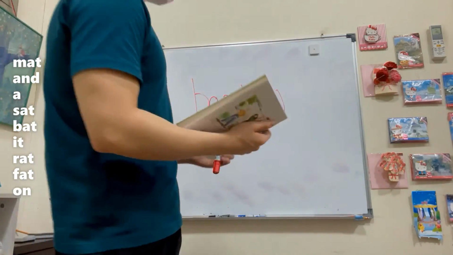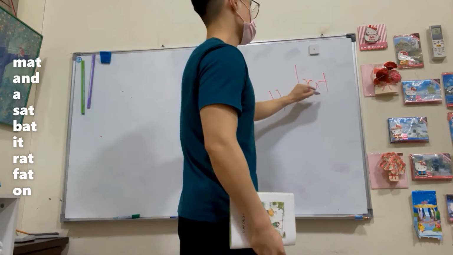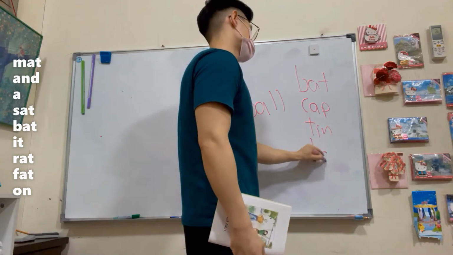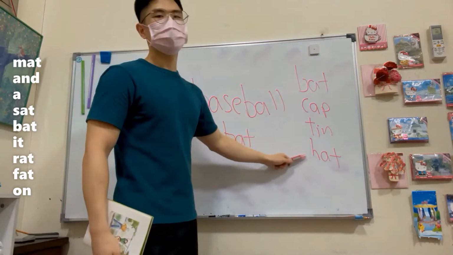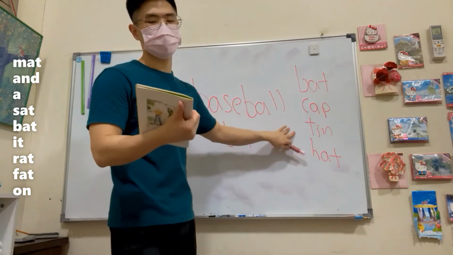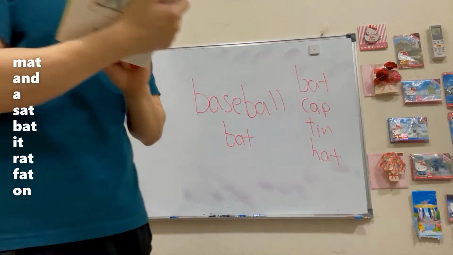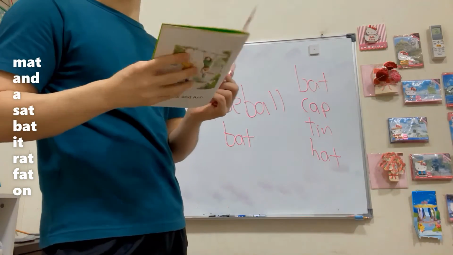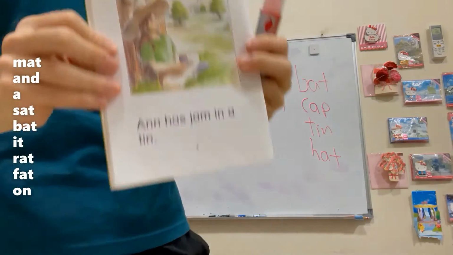The four new words are bat, cap, tin, and hat. These are the four words that are used so far: a bat, a cap, a tin, and a hat. Alright, let's move on to the next page.